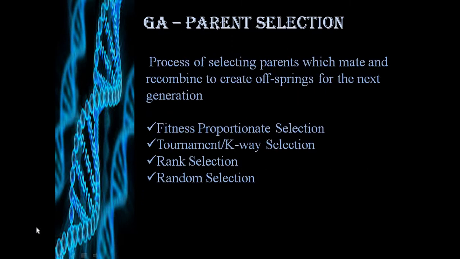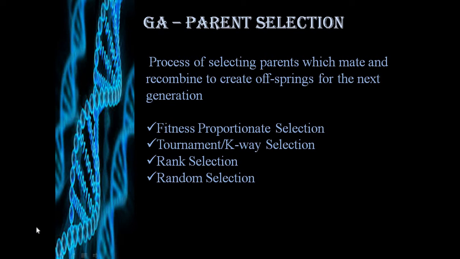Now, we are going to see the genetic algorithm parent selection. Parent selection is the process of selecting parents which mate and recombine to create offsprings for the next generation. Here listed are some of the ways by which the parent selection can be done. First is the fitness proportionate selection. Second, tournament or K-way tournament selection. Third is the rank selection. And fourth is the random selection.